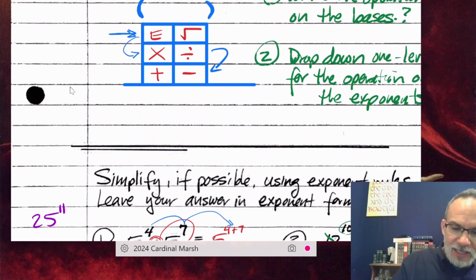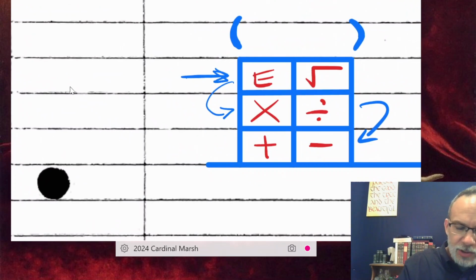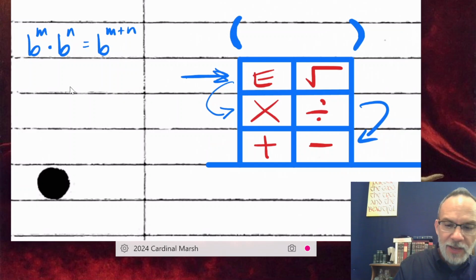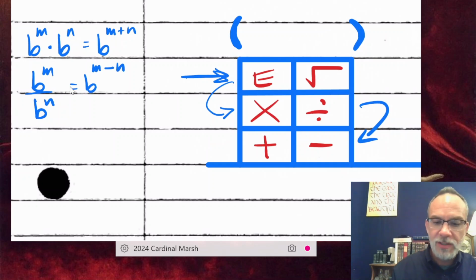Now, what you will see in a lot of textbooks is what I'm going to show you over here on the side. This is how you'll see it in a book. You'll see b to the m times b to the n is equal to b to the m plus n. They're saying that a base to an exponent times the same base to a different exponent, you add them. But my method says, hey, you're multiplying the bases, drop down a level, it tells you to add them. You just have to memorize this if you're doing it out of a textbook, but the tower helps you sort it out. That's the product rule. Another one says b to the m divided by b to the n is going to be b to the m minus n. You always take the numerator exponent minus the denominator exponent.